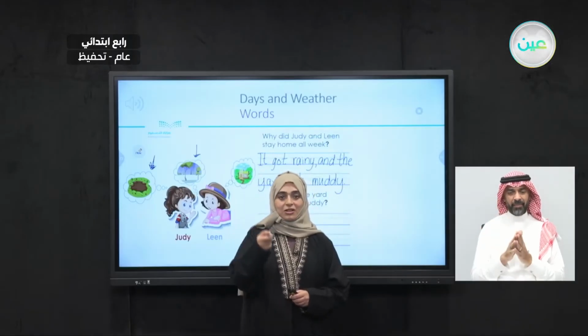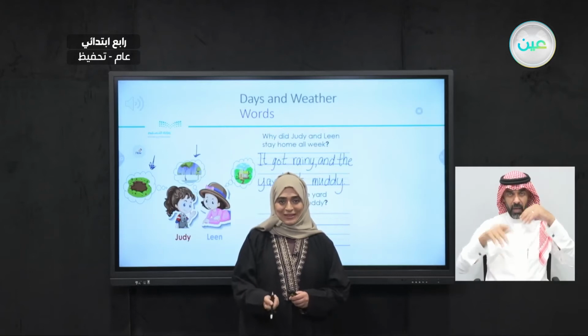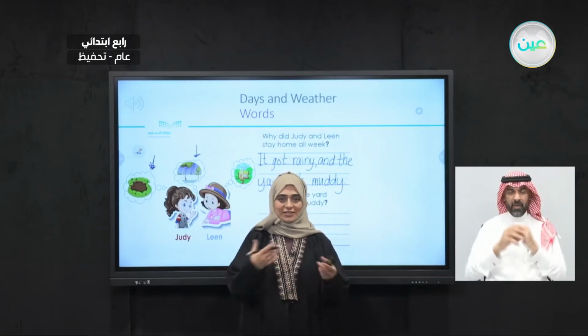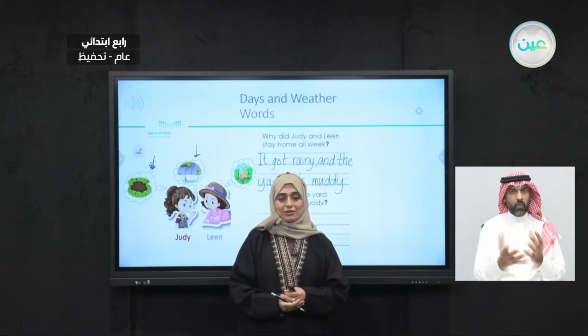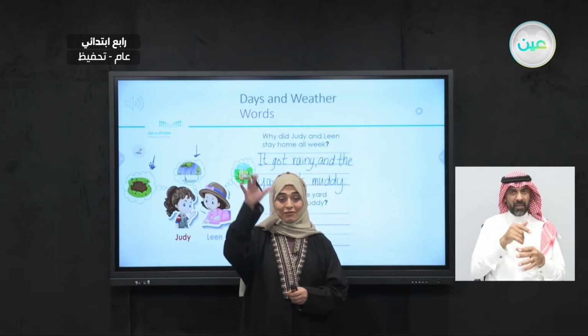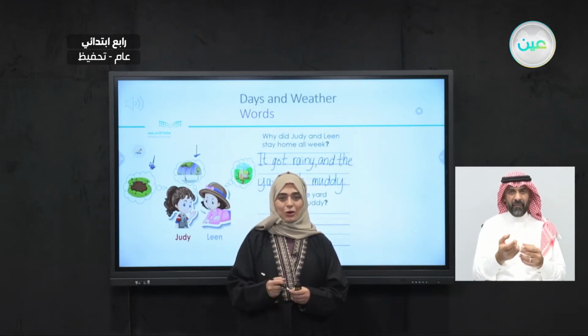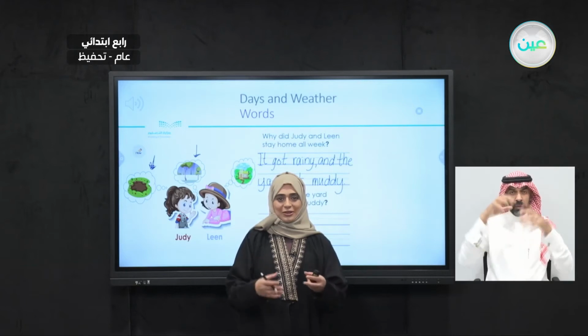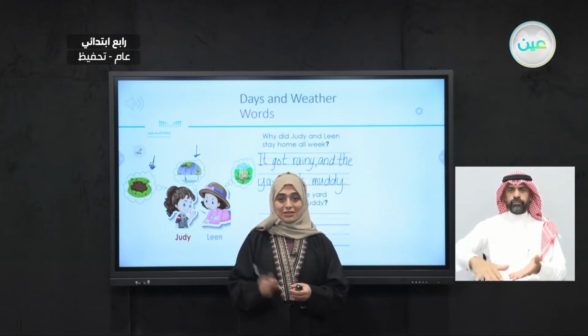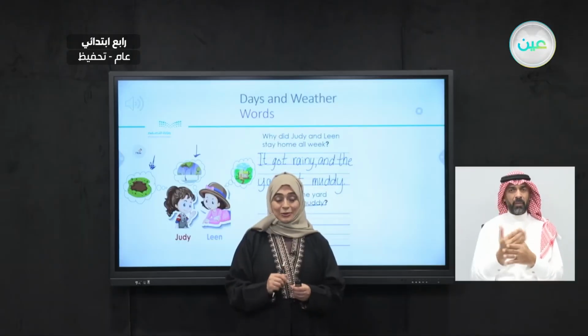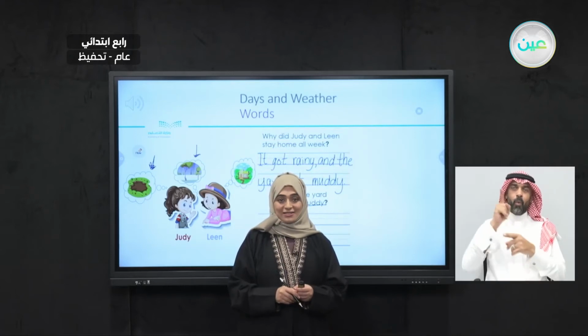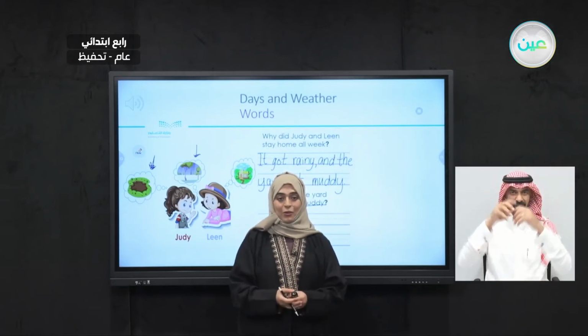So when rain falls from the sky, rain is water, right? Have you ever tried putting water in sand or in something dry? What happens to this dry thing? It becomes wet, right? So when rain fell, the ground got all wet. There was a lot of rain, so the soil became very soft. This is called mud. Okay, now the second question, how did the yard become muddy? We just talked about it. So we can say the rain made the soil wet.